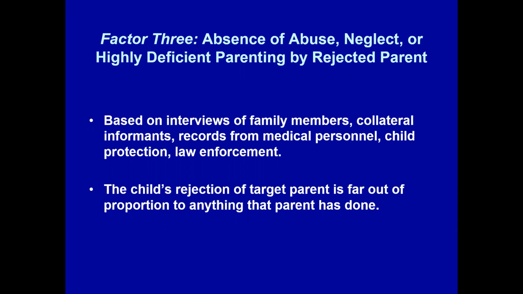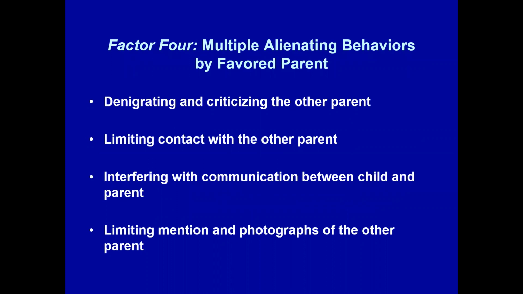But factor 4 is really important. Factor 4 is what causes the alienation in the child. In other words, if the favored parent engages in alienating behaviors, and there's a whole series of these, there are actually 17 of these. So I don't think we're going to discuss every one of them, but we can point out the ones that are most common.